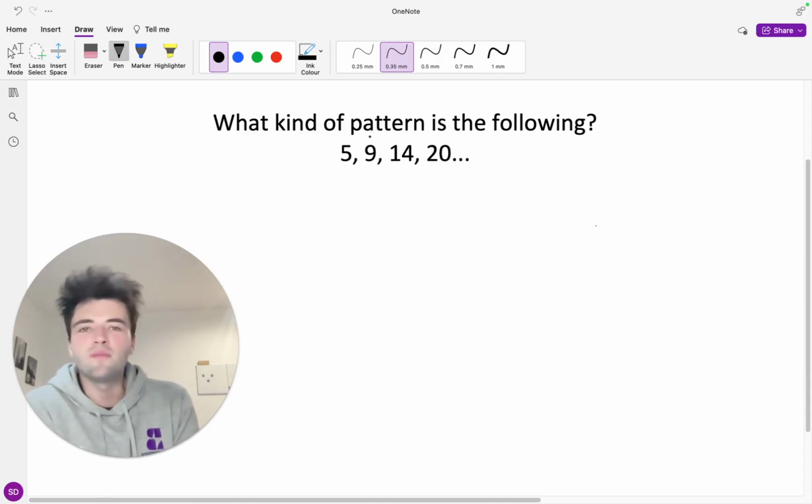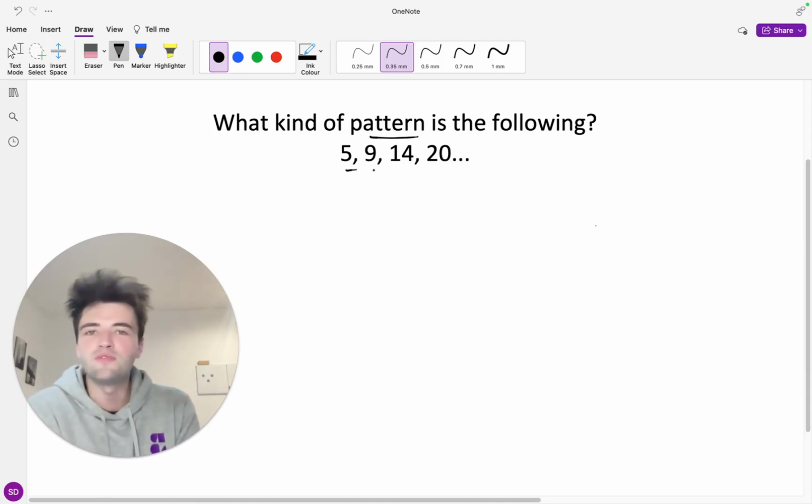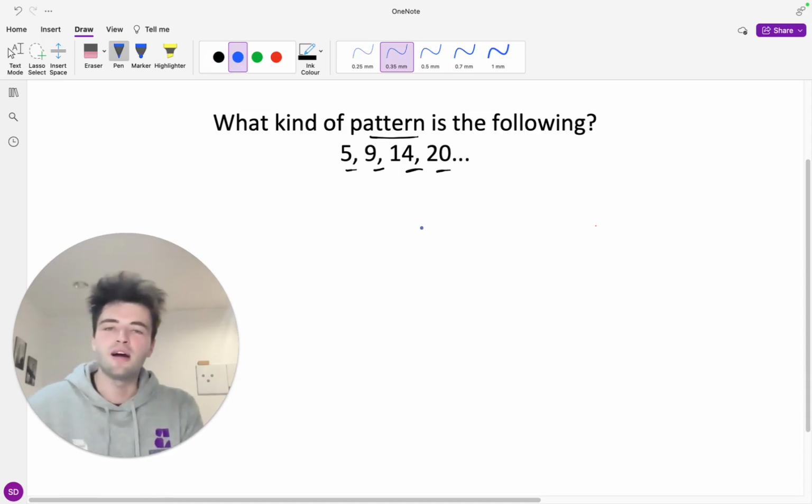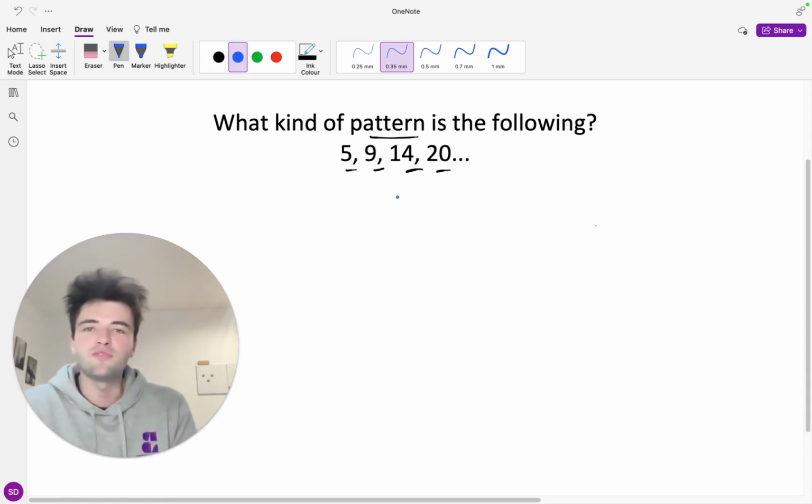So here we're going to be asked what kind of pattern is the following, and we're given the numbers 5, 9, 14 and 20. And so once again, when we're looking for different kinds of patterns, the first thing we always need to look at is the difference between the numbers.